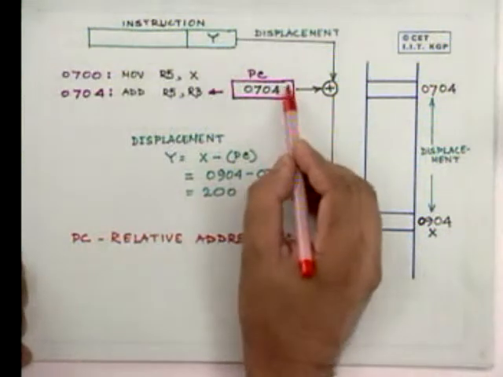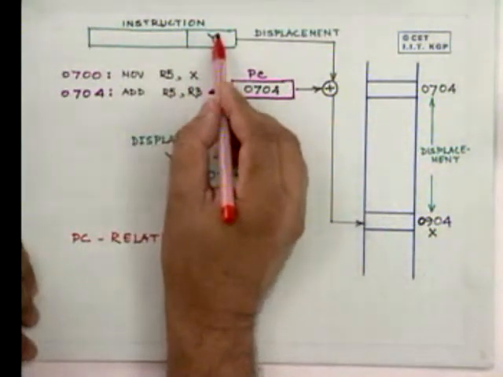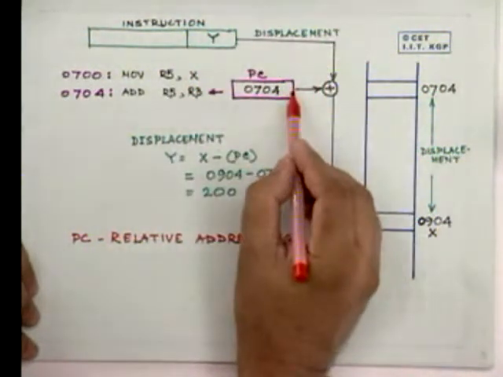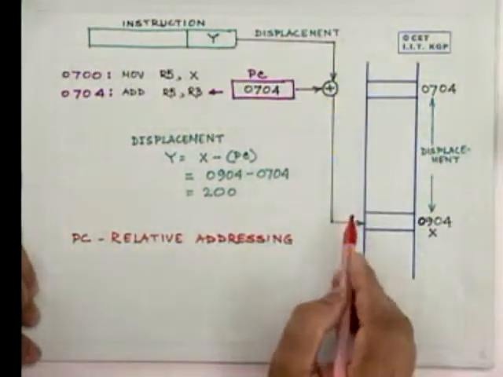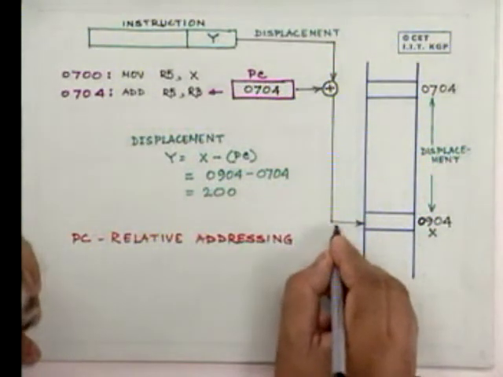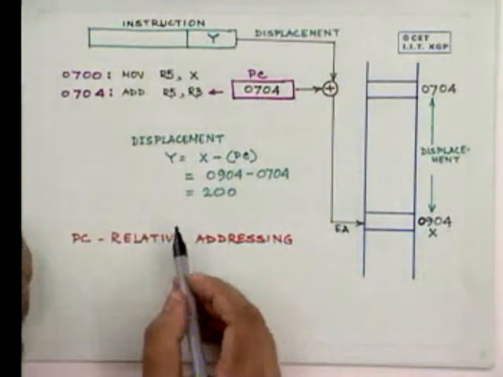Say here the program counter is here, that instruction contains a displacement. The content of the program counter is taken, and these two are added to get the effective address, okay. This is the effective address. Let's take an example.